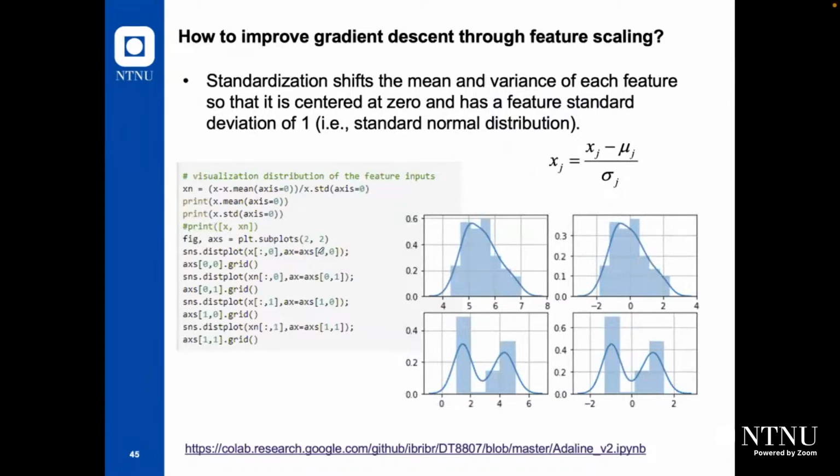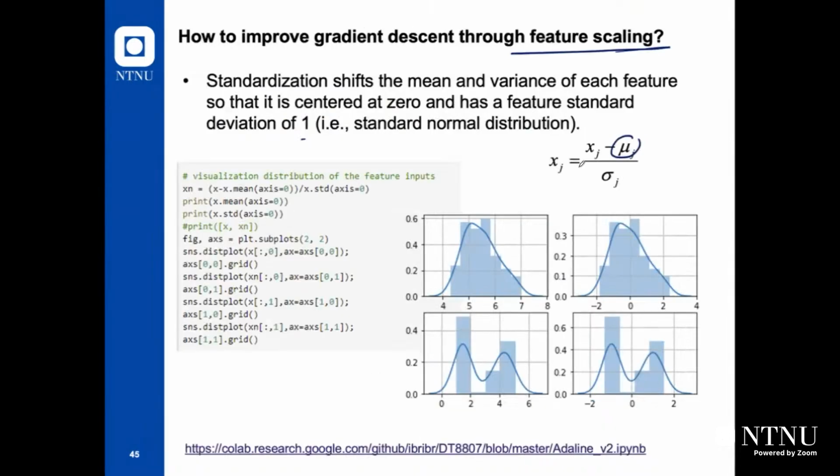So how to improve gradient descent using feature scaling? We need to do this feature scaling. For standardization, we need to shift the mean and the variance of each feature so that it's centered at 0 and has a standard deviation of 1. So we just apply this equation. Take each input, each x, subtract its mean value, and divide it by the standard deviation. So x will be x minus mu divided by sigma. In this case, we standardize all inputs, so they will have a mean value equal to 0 and a standard deviation equal to 1.